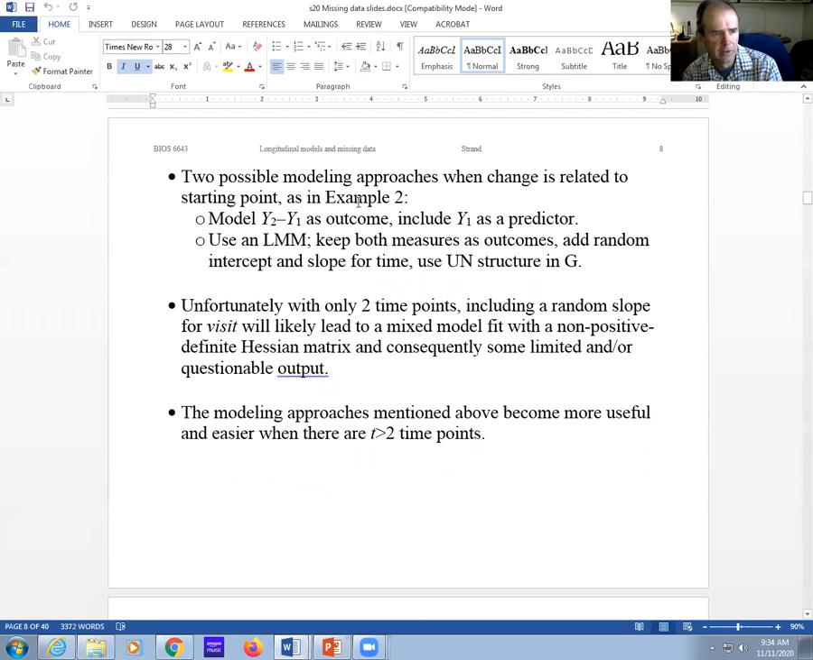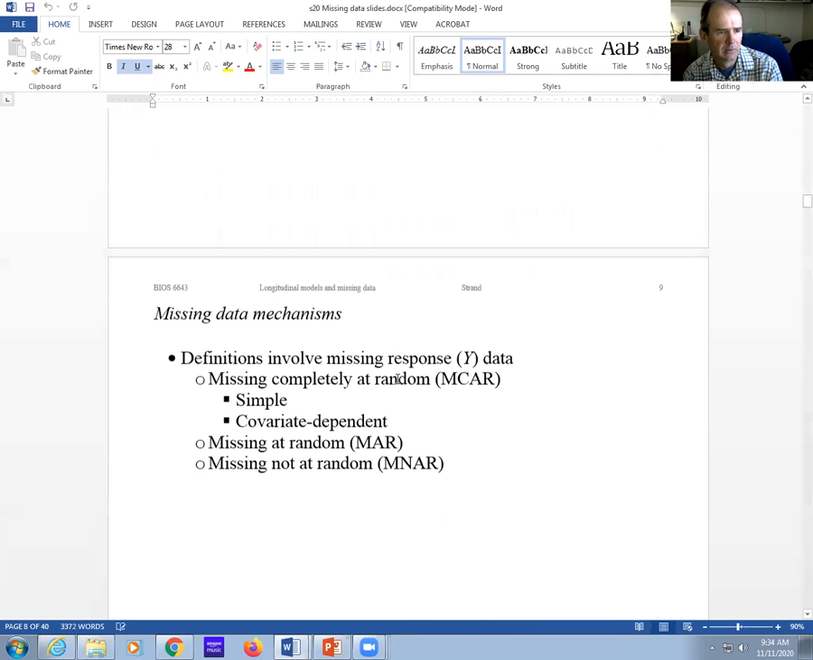You can also fit a linear mixed model by keeping both measures as outcomes and then adding a random intercept and random slope for time. But the problem is if you only have 2 time points, the mixed model may be a little bit grumpy. You may get an error message or a warning or something like that. But you may be able to get some information from that model, even if you do get a warning.